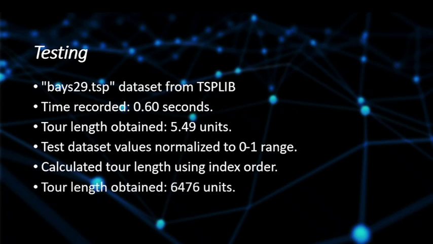The distance matrix is a matrix which contains the distance between two cities. This distance matrix is also available in the base29.tsp dataset along with the city coordinates, which is the dataset used for testing this model.